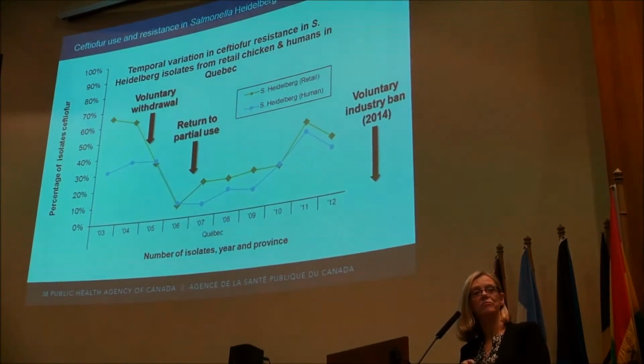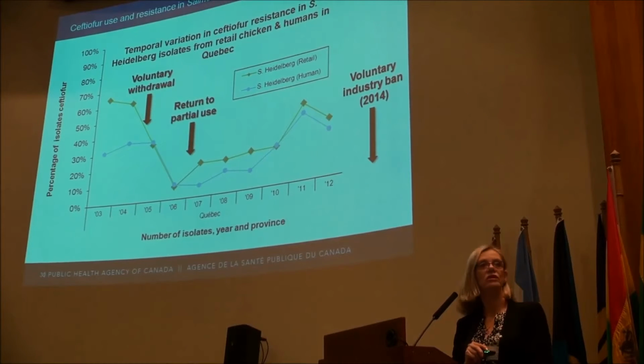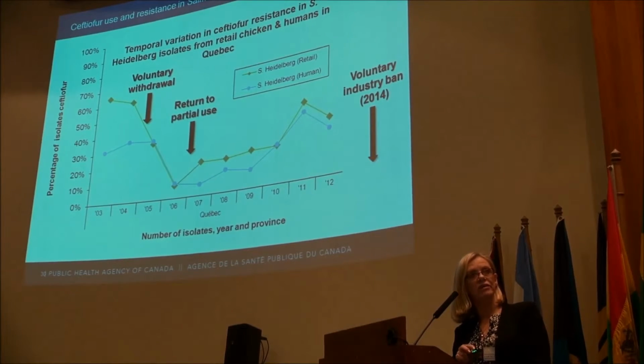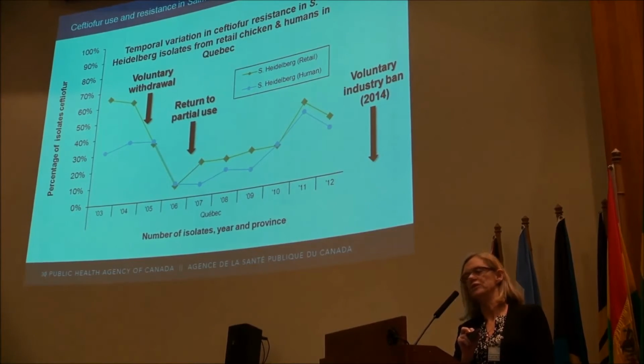And this is something that we saw in the province of Quebec. We started, as I mentioned, in Quebec in 2002, 2003, collecting retail chicken data. And what we saw at that time is that there was this high level, up to 65% basically, of retail Salmonella Heidelberg in chicken showing resistance to cephalosporin. And it was quite high in humans. When we compared this to the Ontario data, it was way down. So there was something going on in Quebec that we investigated.